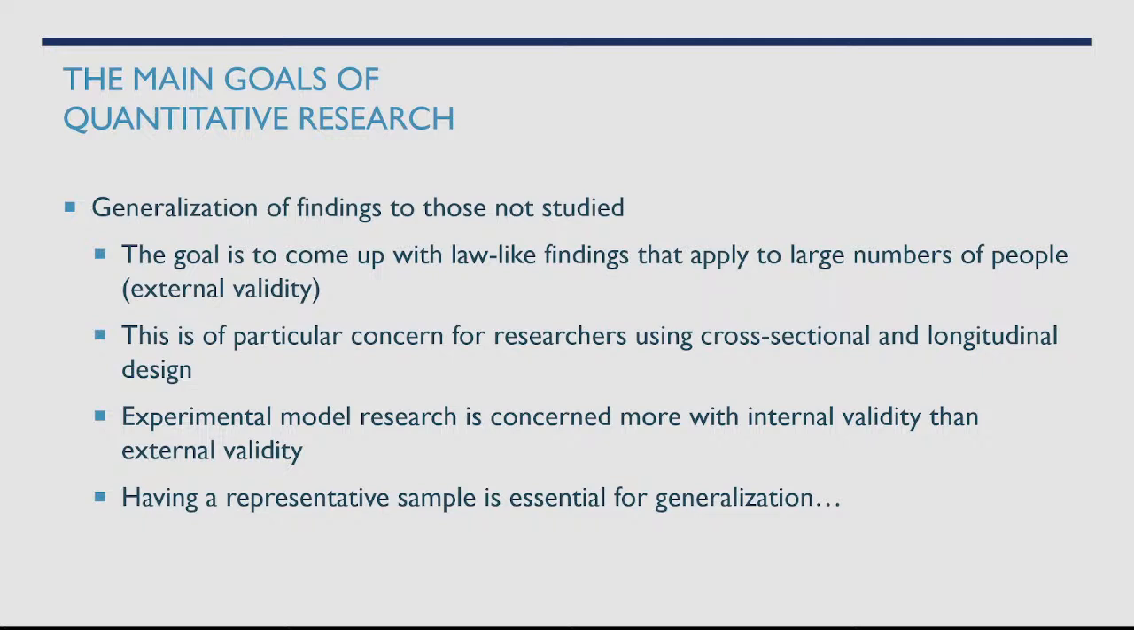So, generalization. The goal of most of our social science research is, in fact, general. Let me rephrase: in terms of quantitative research, if you've set it up properly and you've got a proper representative sample, the goal is to generalize findings to those not studied. We want to say, we got this sample, it is representative of the population, it's big enough that we've shrunk our margins of error.